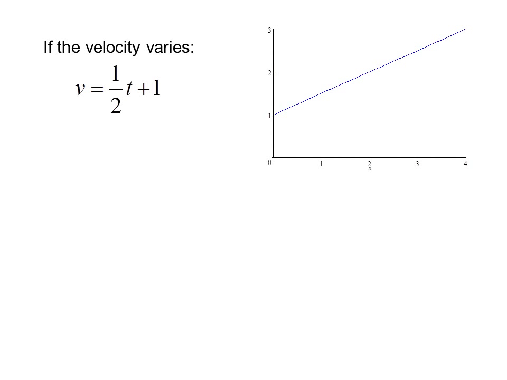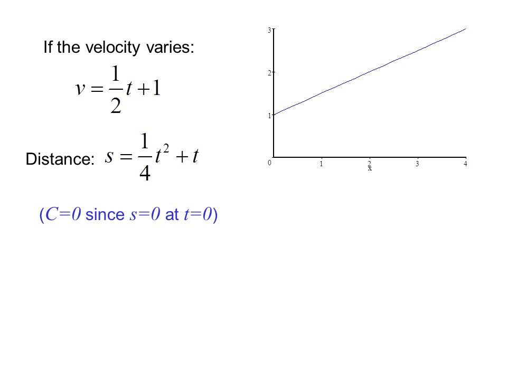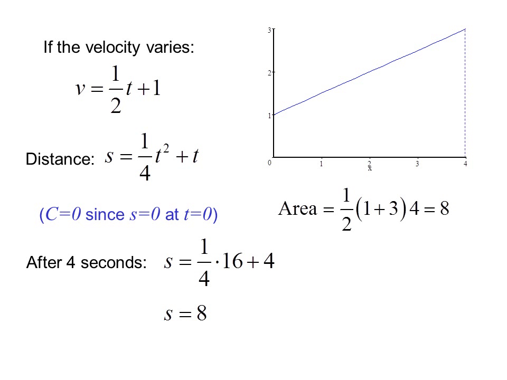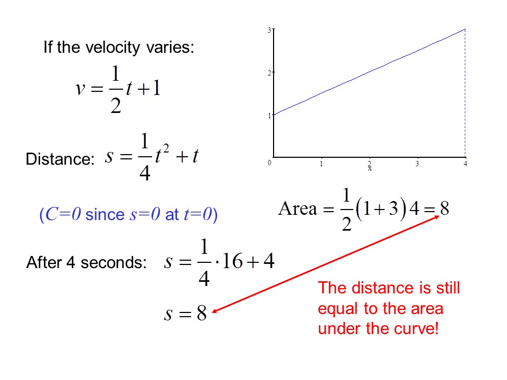If the velocity varies, for example, v equals 1/2 t plus 1, the distance is s equals 1/4 t squared plus t. C equals 0 since s equals 0 at t equals 0. After 4 seconds, s equals 1/4 times 16 plus 4, or s equals 8. The area under this line is 1/2 times 1 plus 3 times 4, or 8. For that, we use the formula for the area of a trapezoid. And we notice that the distance is still equal to the area under the curve. Notice that this area is a trapezoid.